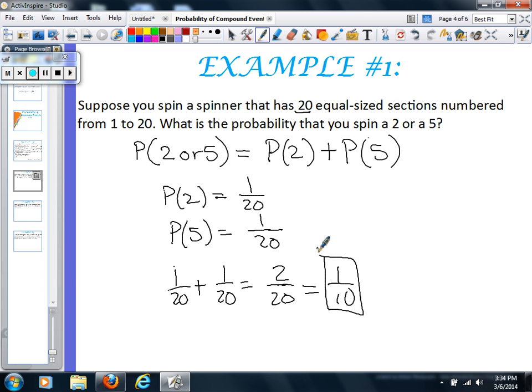Now, let me show you one that is going to be overlapping. Okay? Actually, I will skip that and I will do an overlapping one tomorrow.